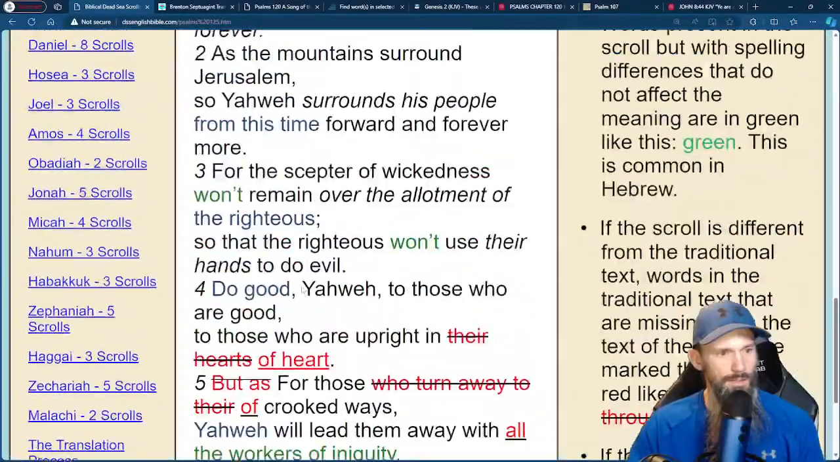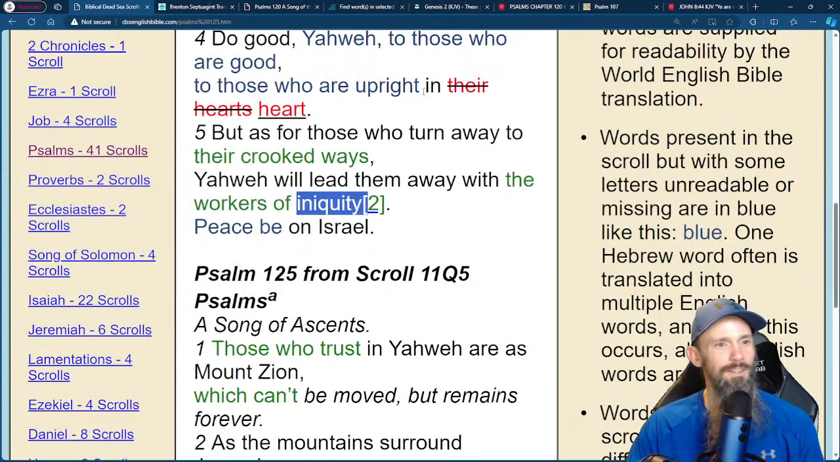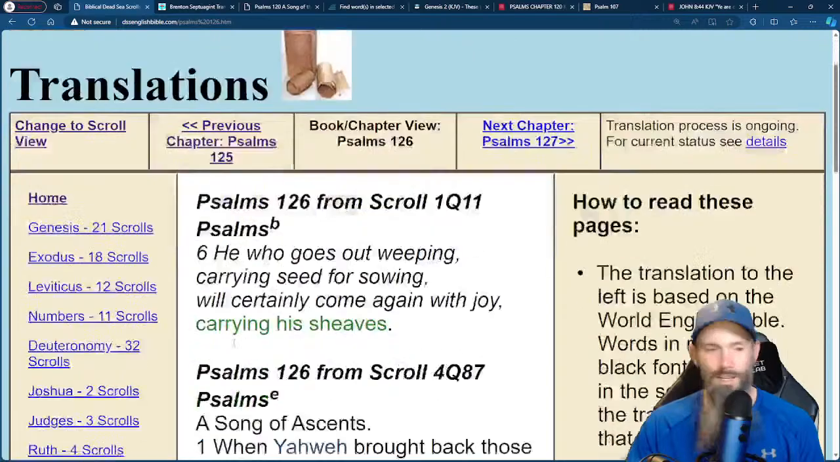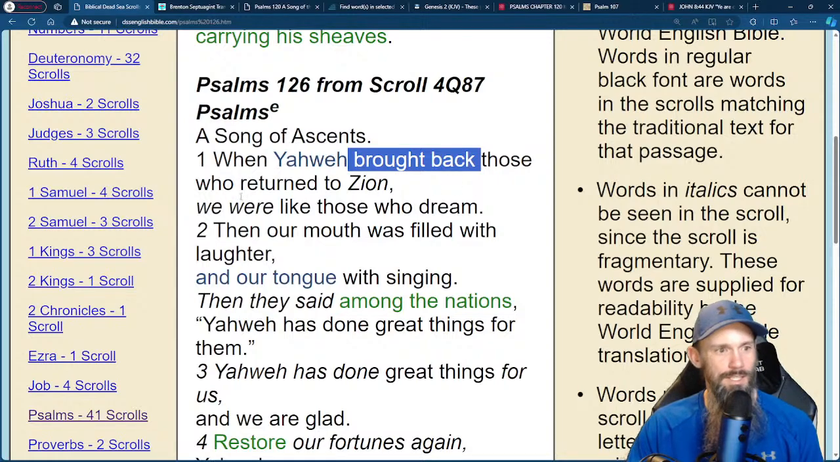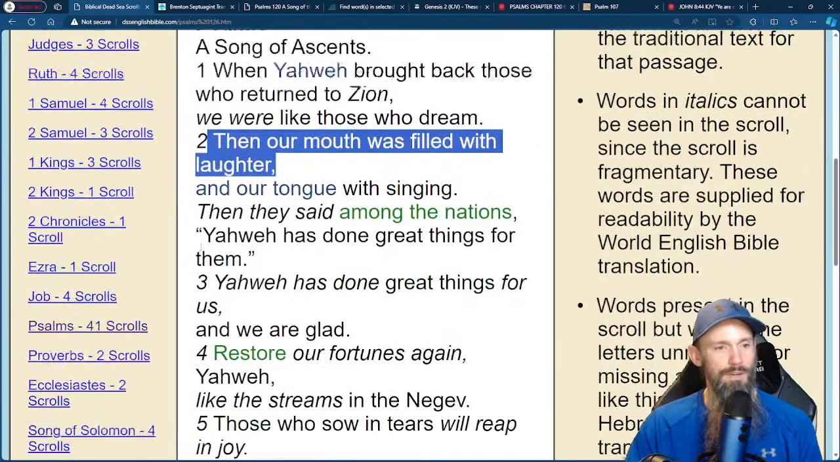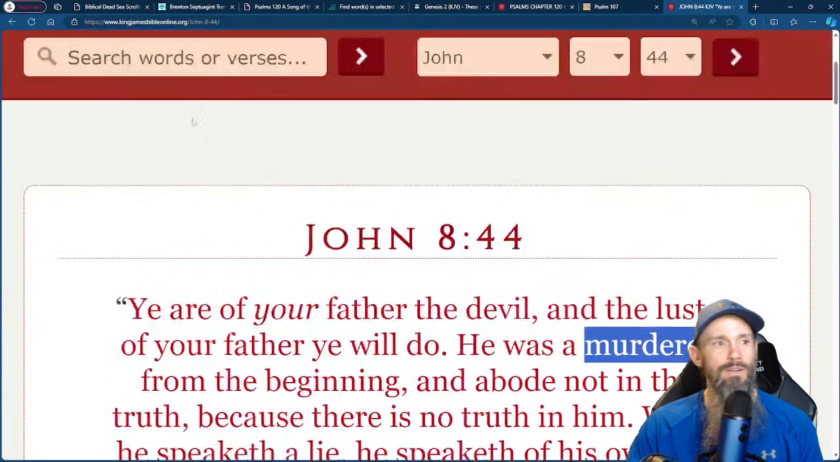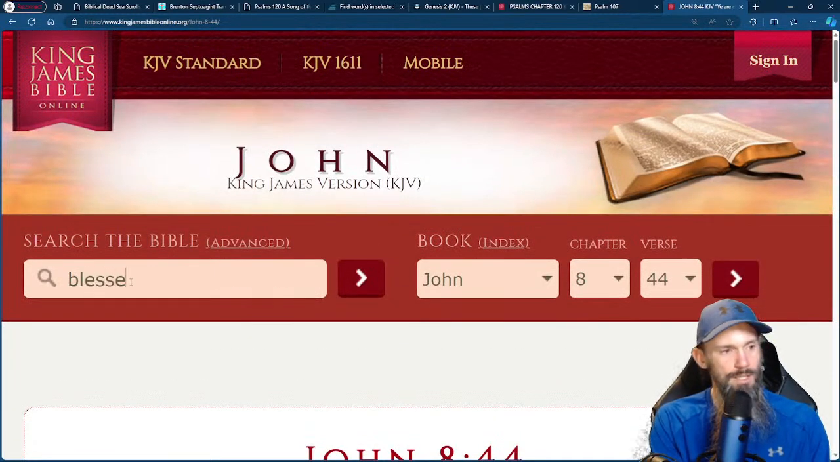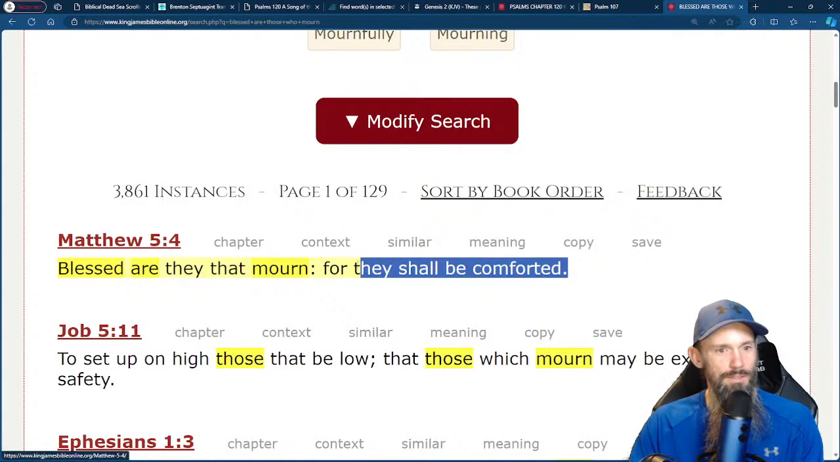Some short Psalms. It's cool. Psalm 126, a song of ascents, when Yahuwah brought back those who returned to Zion, who were like those who dream. See, brought back. Second Exodus. Then our mouth was filled with laughter and our tongue was singing. So blessed are those who mourn now. Blessed are those who mourn, for they shall be comforted, right? Future tense.